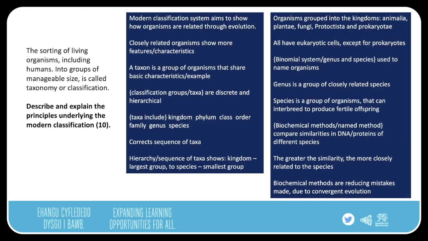The mark scheme given includes a definition of modern classification, defining taxa, the correct naming and sequencing of the hierarchical taxa, describing cell types of organisms, defining genus and species, further discussion of how biochemical methods compare similarities in DNA. The greater the similarity, the more closely related the species.